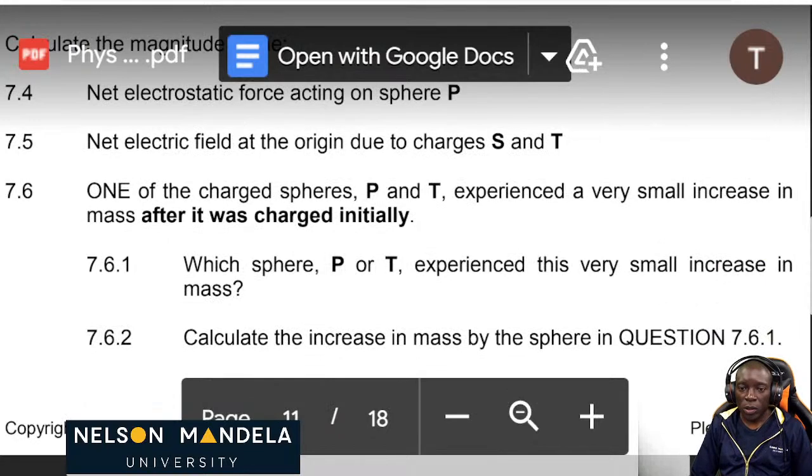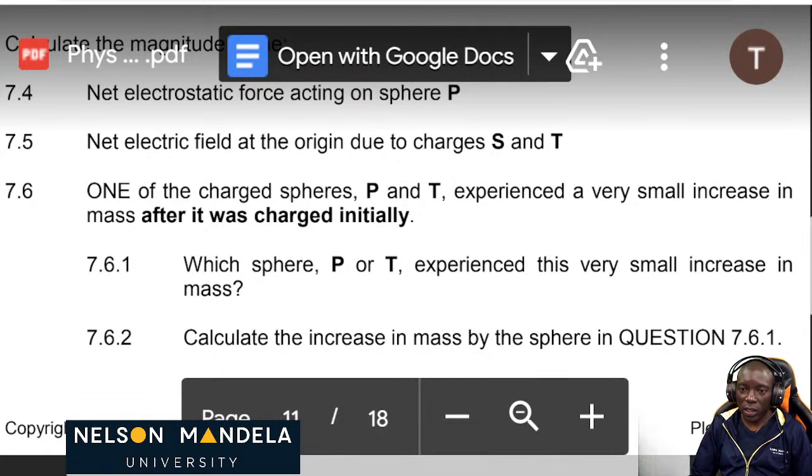Okay, so one of the charged spheres, P and T, experienced a very small increase in mass after it was charged initially. Which sphere, P or T, experiences this very small increase in mass? So now we need to understand what happens during the charging process of the different spheres.